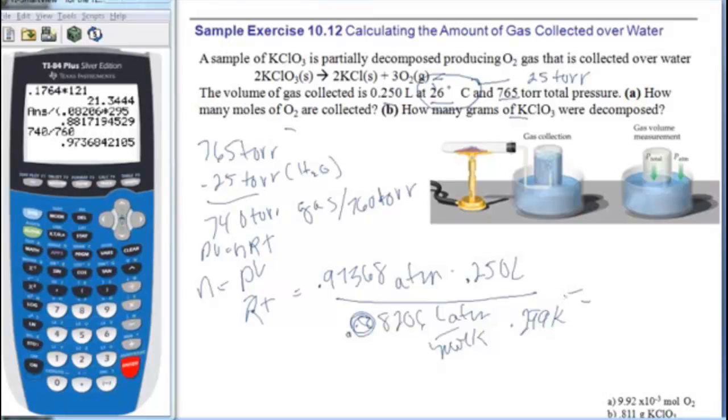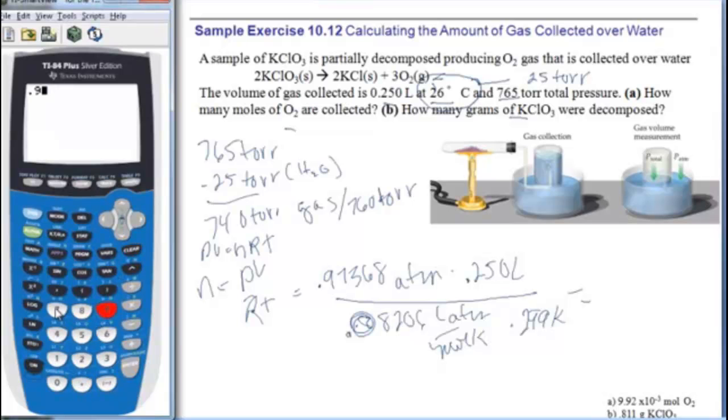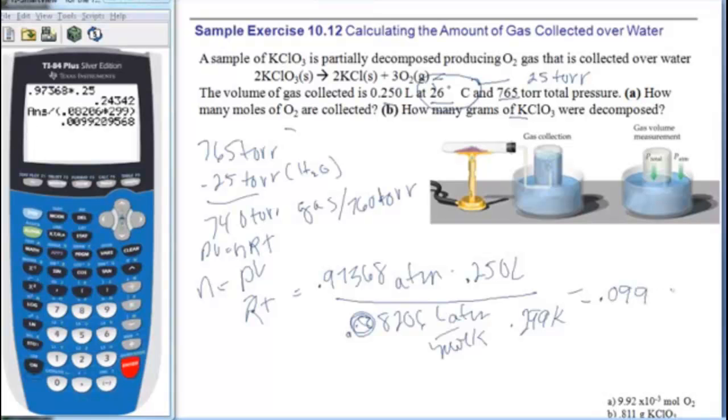And if I punch that, I got 0.97368 times 0.25 equals, divide by, in parentheses, 0.08206 times 299, close my parentheses, I get 0.099, looks like I can have three sig figs, 0.0992 moles of oxygen.